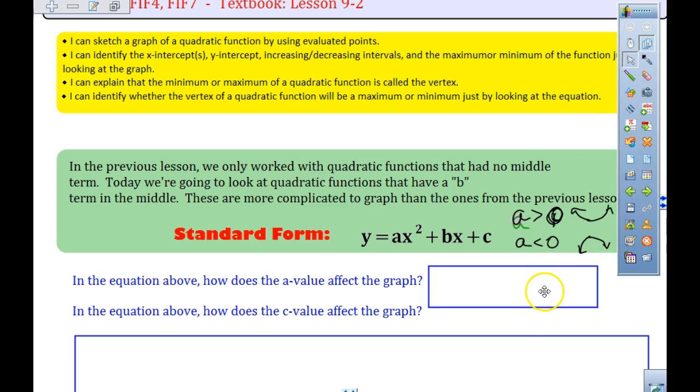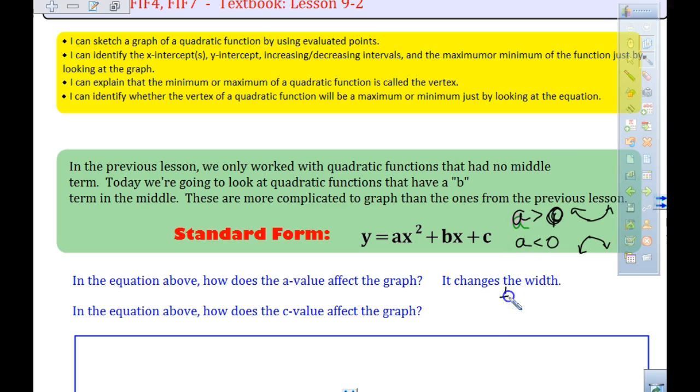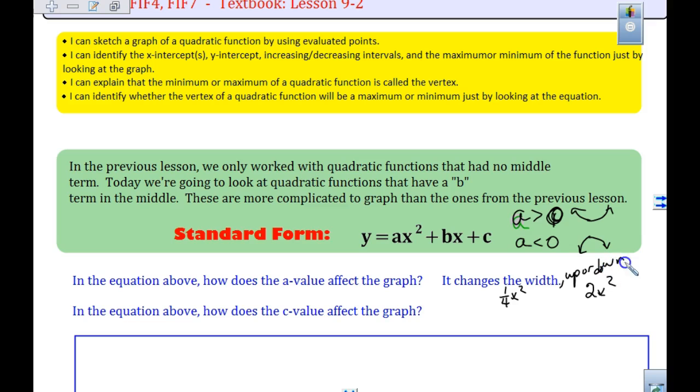So it says, what effect does A have on our graph? It tells it to go up or down, and it also changes the width. So in that quiz that we were just looking at, if I have 1/4 x squared, that's going to be wider, and if I have 2x squared, that's going to be narrower, right? So it changes the width. It also changes if it's going to go up or down. So we want to keep that up or down part with it also, okay?